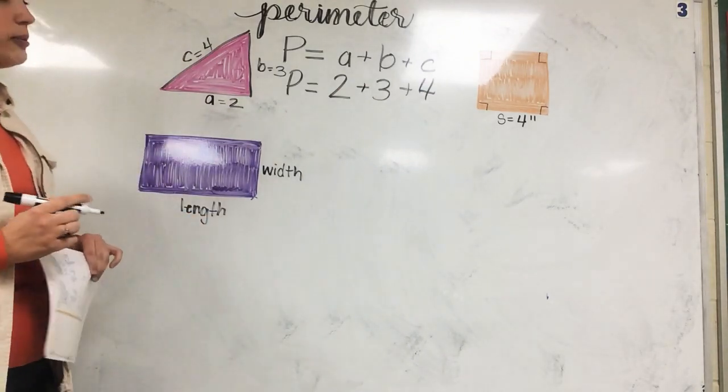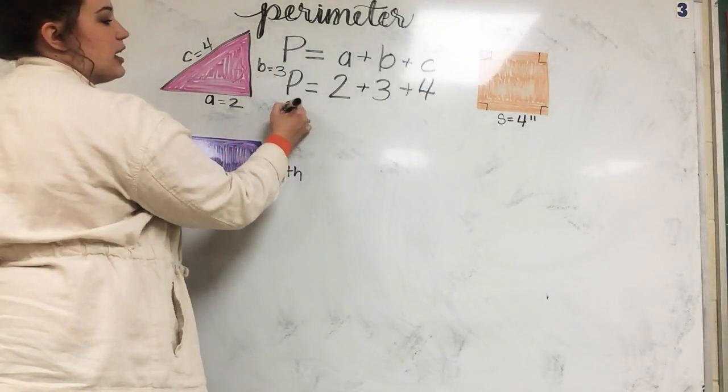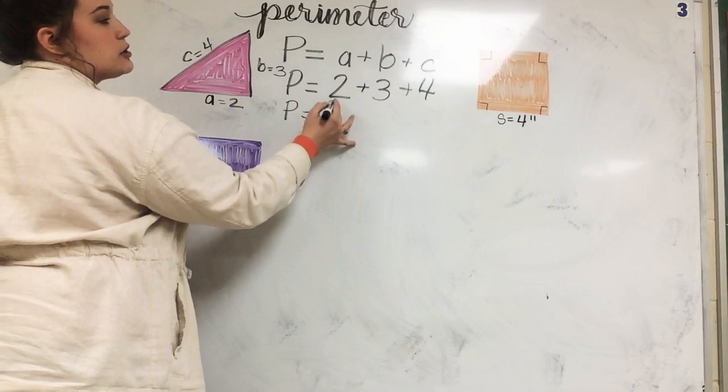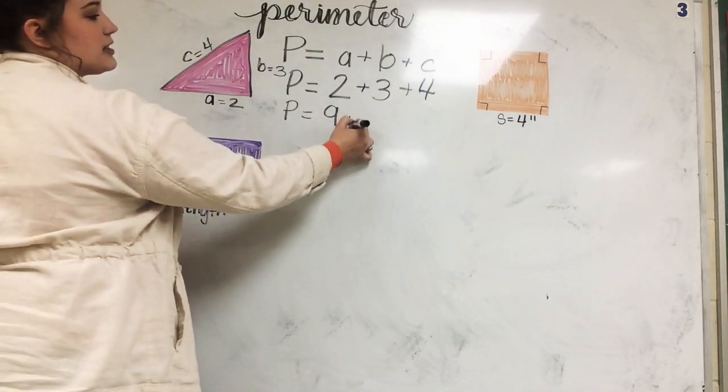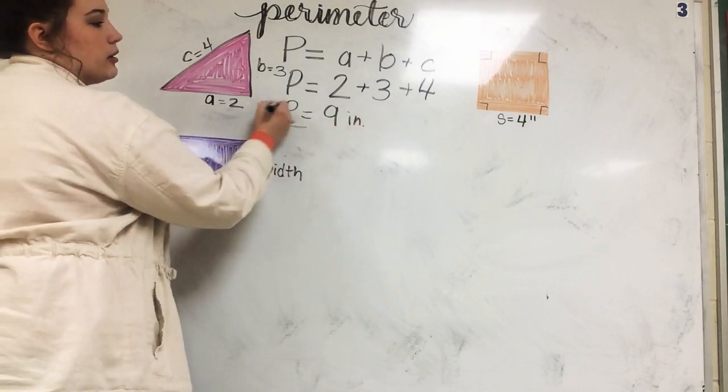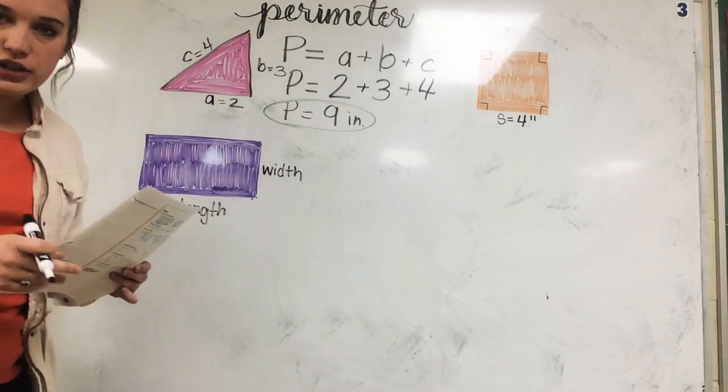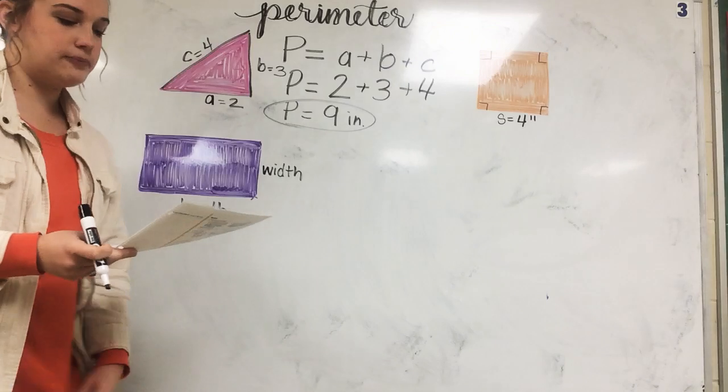Okay, so that's my new formula. I just add it all together. And my perimeter of this triangle is 2 plus 3 is 5, plus 4 is 9. Let's say 9 inches. Okay? So that's how you find the perimeter of a triangle. You just add all 3 sides together.